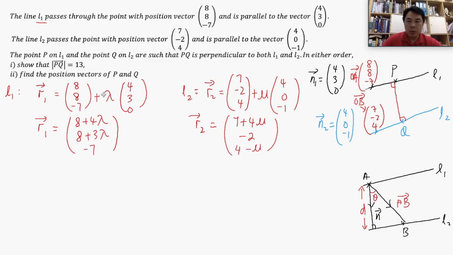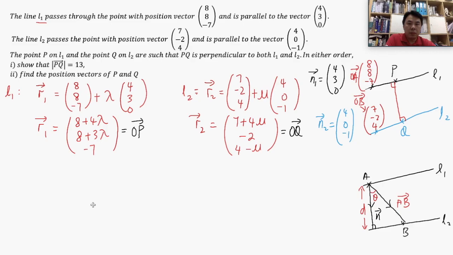So for this we can actually represent the position vector of P, because P is located on the line here. So we can say that this is actually position vector P, whereas this is position vector Q.